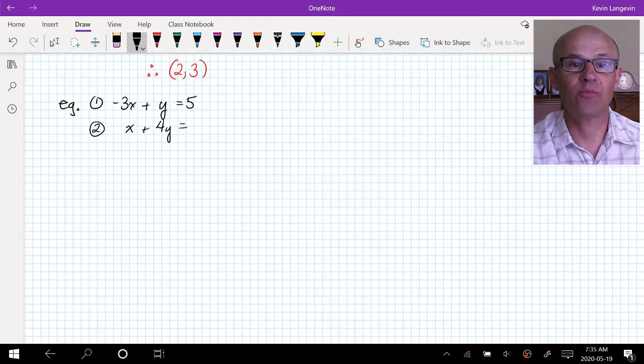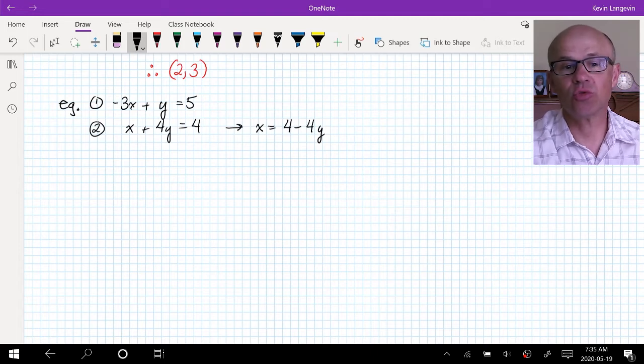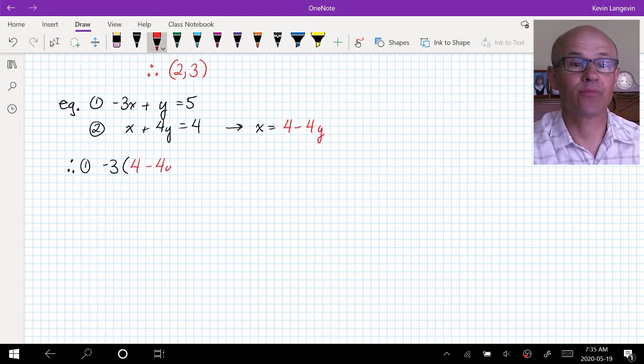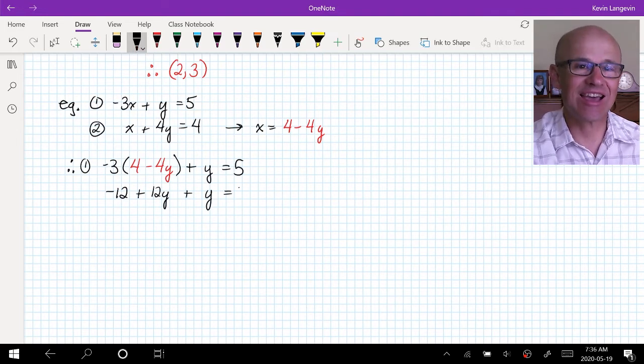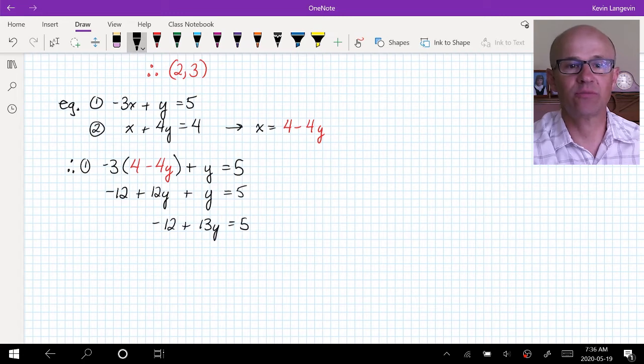Next example. This time I'm going to take equation 2 and rearrange it, because I don't want you to think you always have to work with equation 1. I'm going to take the x value from equation 2, plug it into the x value from equation number 1. It allows me to solve.